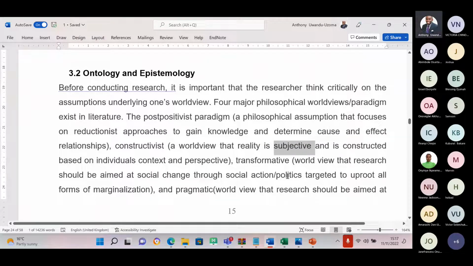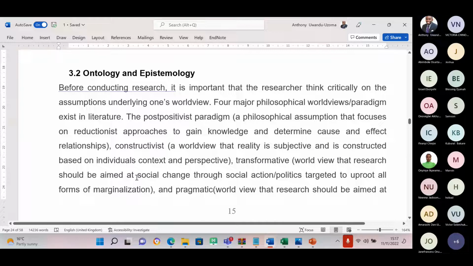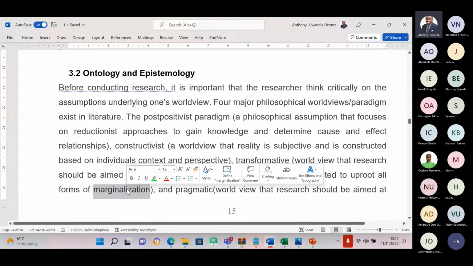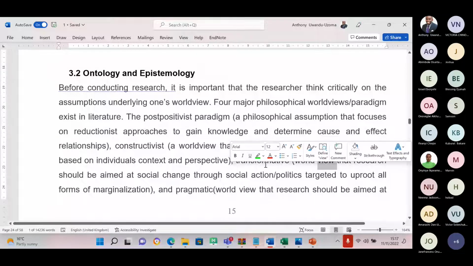Okay, and then you have the transformative. These ones I didn't bother discussing with you. The transformative view, they believe that research should be aimed at improving the lives of marginalized groups. Okay, so if you are doing research that concerns Black and ethnic minority groups, feminists, people that suffer child abuse, then your worldview is that of transformative research.